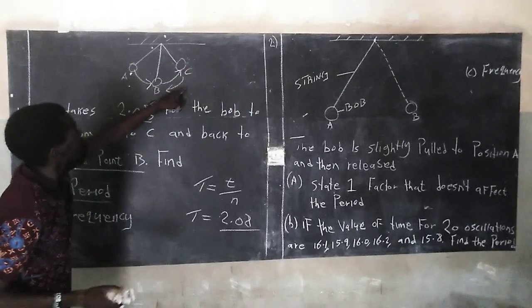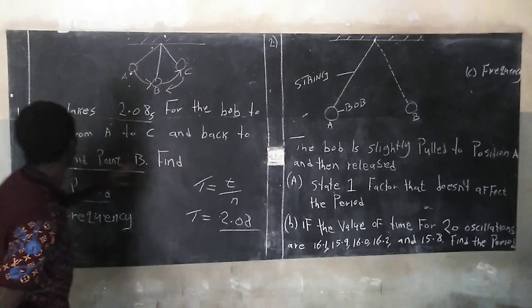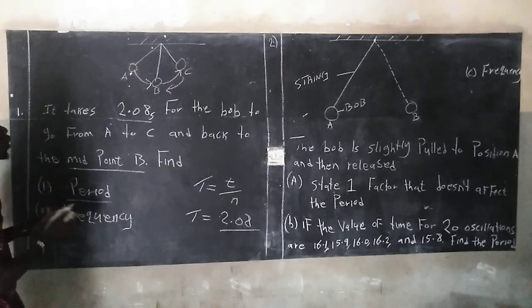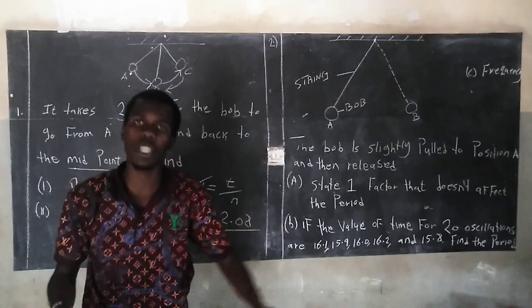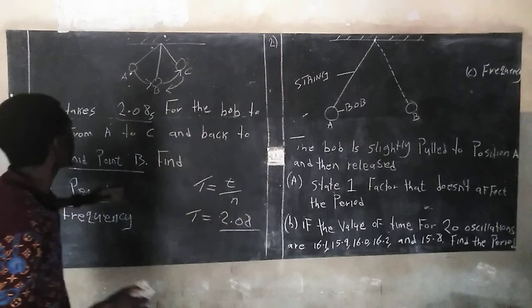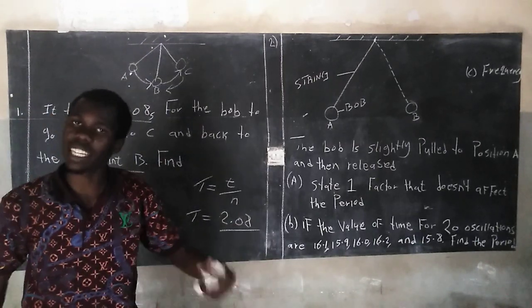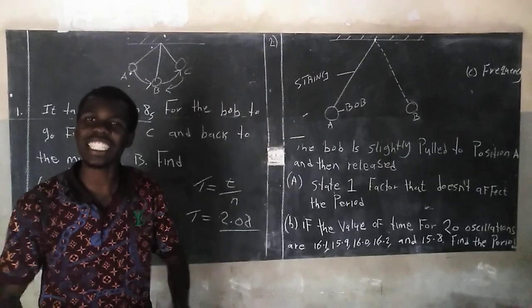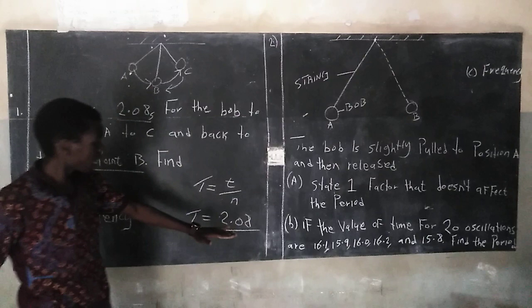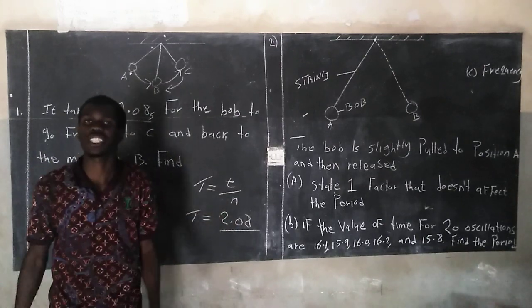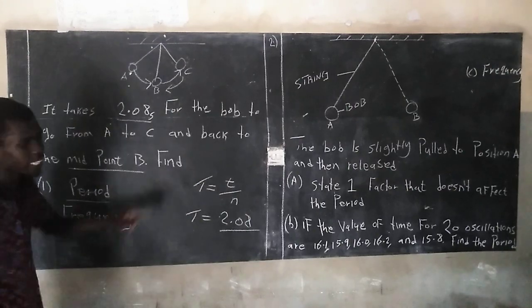The reason why you had this arrow again is because the first statement is saying and back to the midpoint. Midpoint simply means on the middle. So our midpoint here is this B. As simple as that. So now we are finding the N, the number of oscillations. So now listen.